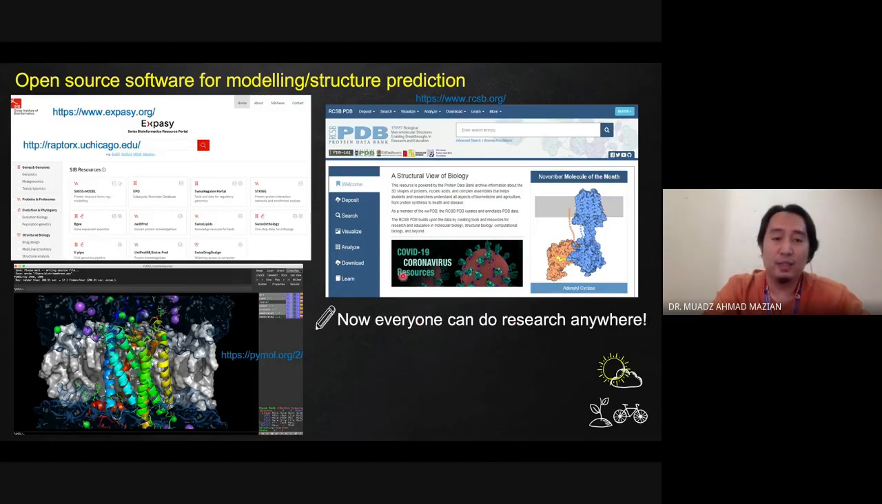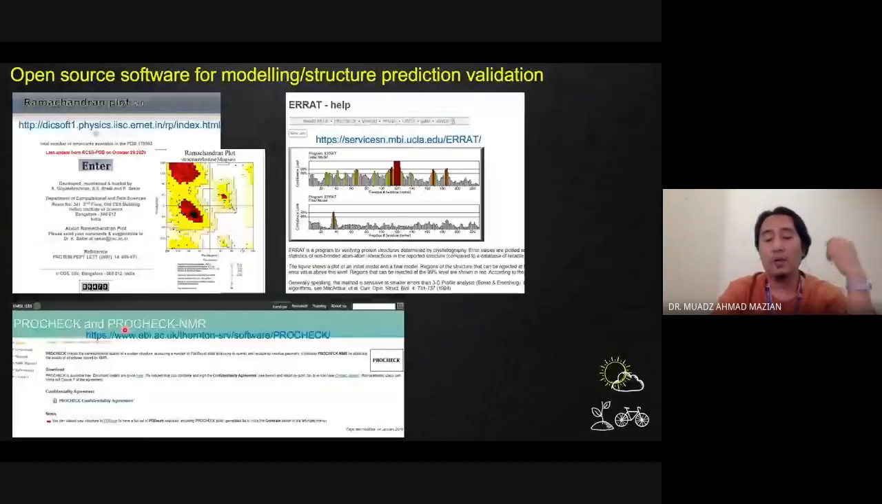Then the file you take to SWISS-MODEL, right? Then it will create a 3D structure for you automatically, so that you can view it in PyMOL like this. Then from the generated 3D structure, you can validate or analyze the protein structure.